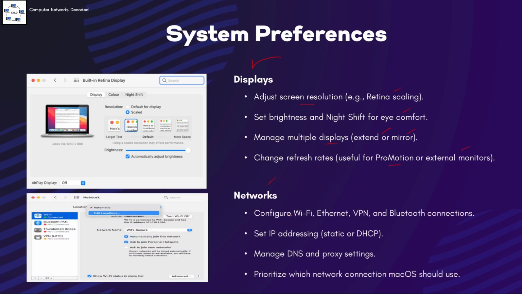Network. Network settings can be used to configure Wi-Fi, Ethernet, VPN, and Bluetooth connections. It can also be used to set up IP addressing, either static or DHCP, and manage DNS and proxy settings. You can prioritize which network connection macOS should use. These settings can also be changed inside the network settings.